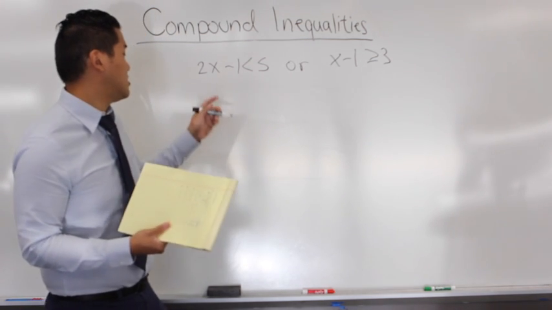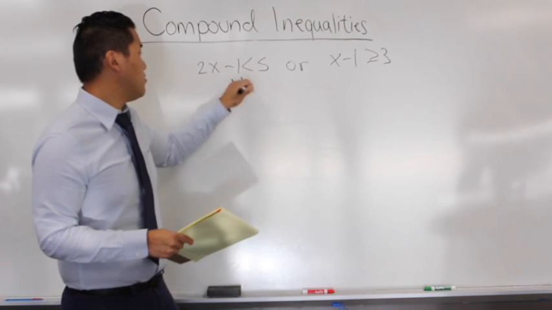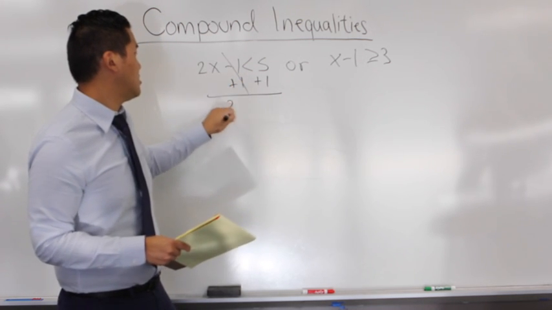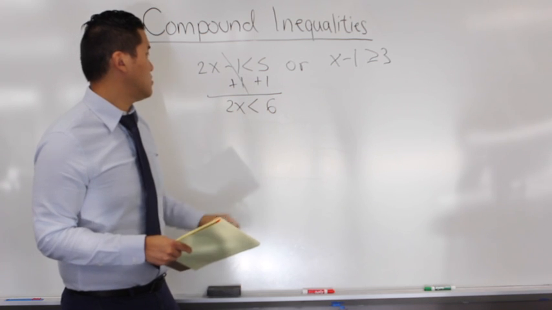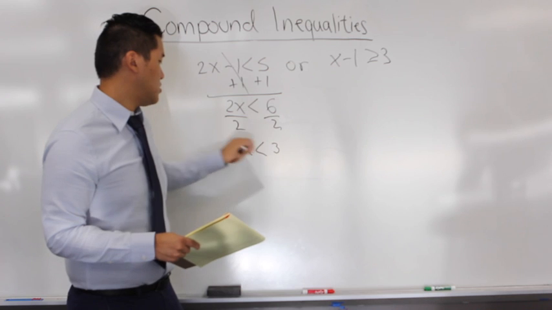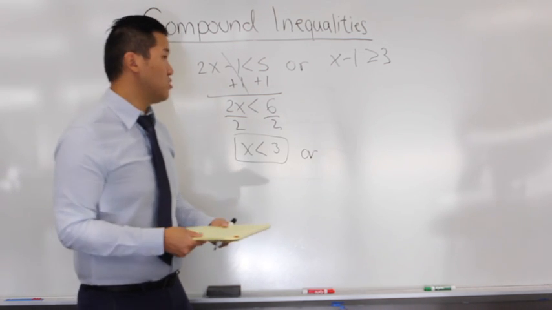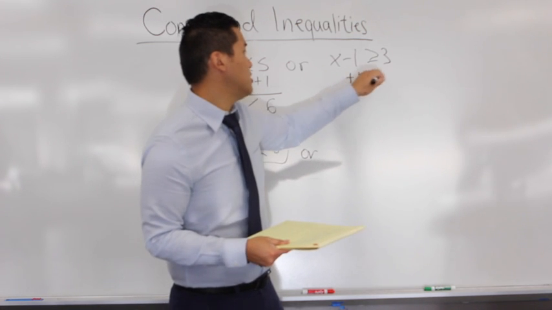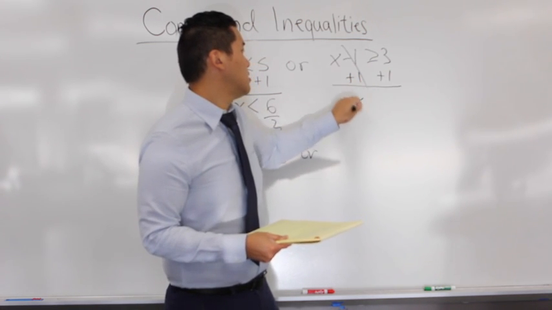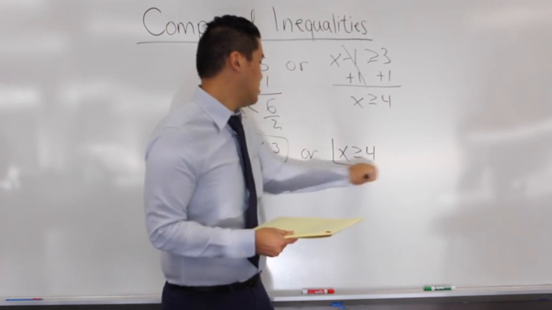Okay, let's try this. So solve for x. We did this in our last chapter. So add 1 to both sides. Get 6, divide by 2. So x is less than 3, or, I always like to put the or there so we don't forget. You can add 1, or x is greater than 4.